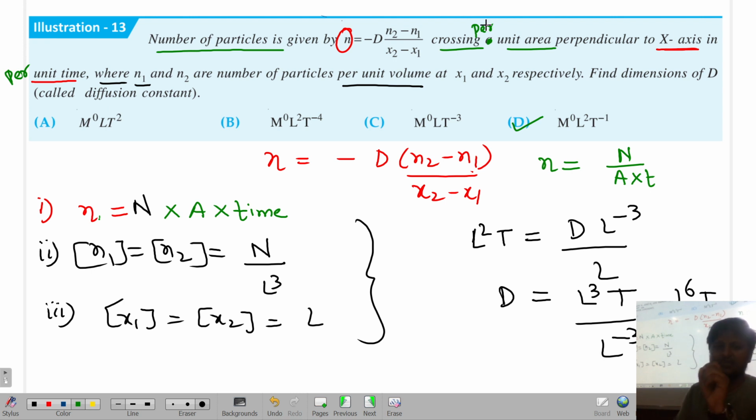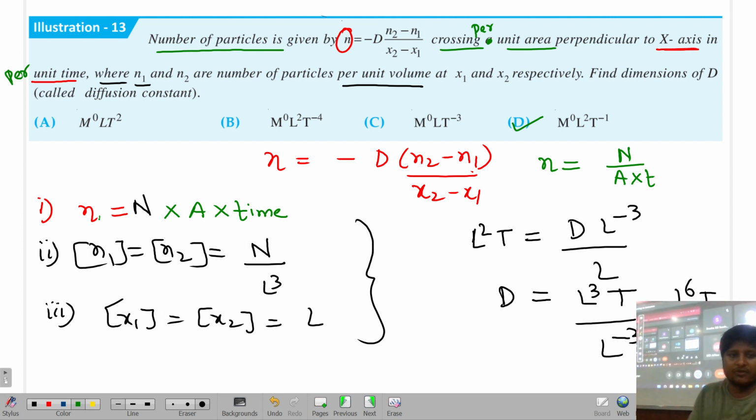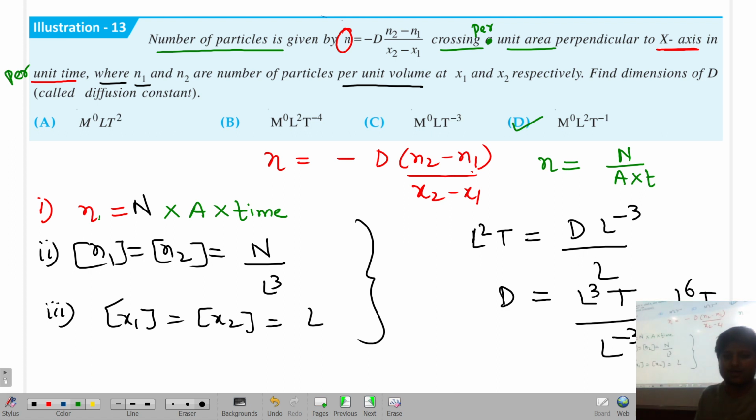Okay, so what I am saying, if it is written per unit area perpendicular to the x-axis and per unit time, then only it will take the divisible form. Otherwise, it will always be written in multiplicative form, got it or not? So here it was written a unit area, therefore I multiplied A with time T. Got it or not, yes or no? If you change it to per unit area and per unit time, then only you will get the correct answer. Got it or not?